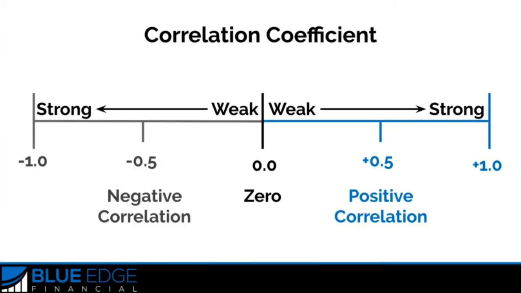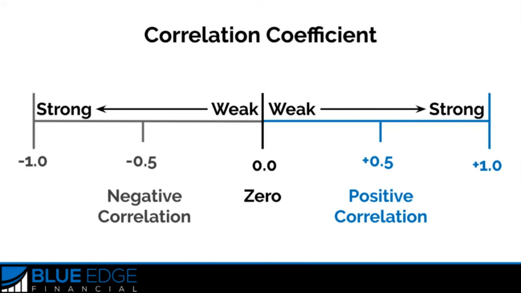Before we dive a little deeper into this module, I want to mention what correlation coefficient means. The correlation coefficient of two currency pairs ranges between -1 and 1. A perfect positive correlation of 1 tells us that two currency pairs move in the same direction 100% of the time. A perfect negative correlation of -1 tells us that two currency pairs move in the opposite direction 100% of the time.